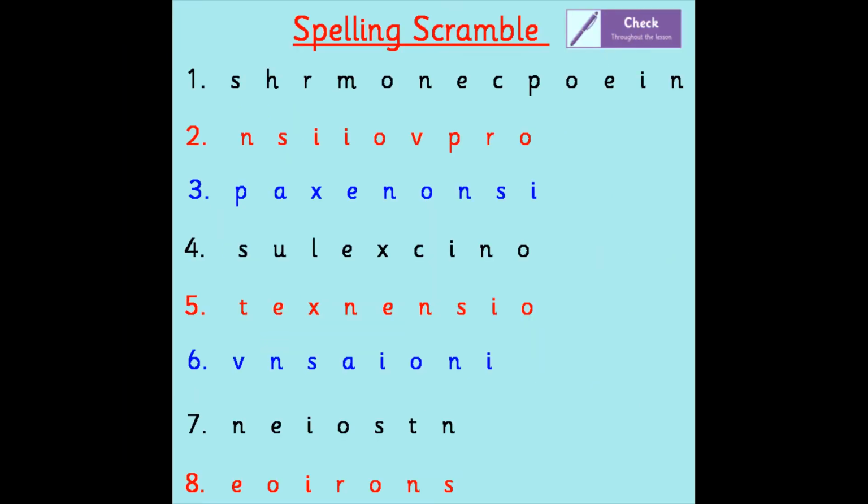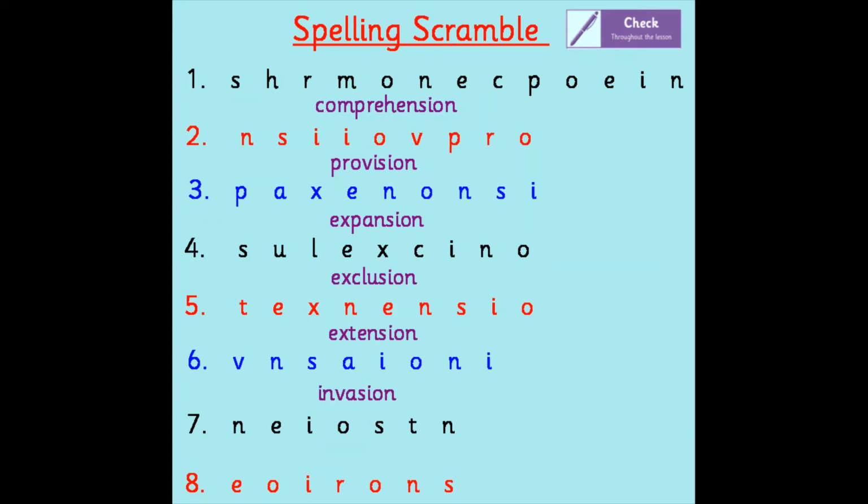Right, 5, 7 and 9 spellers, let's check how you got on now. So the first one is comprehension. The second one was provision. Number 3 is expansion. Number 4, exclusion. Number 5 is the word extension. Number 6 is invasion. Number 7 is tension. And the last one is erosion. Well done. Some of those were really tricky.